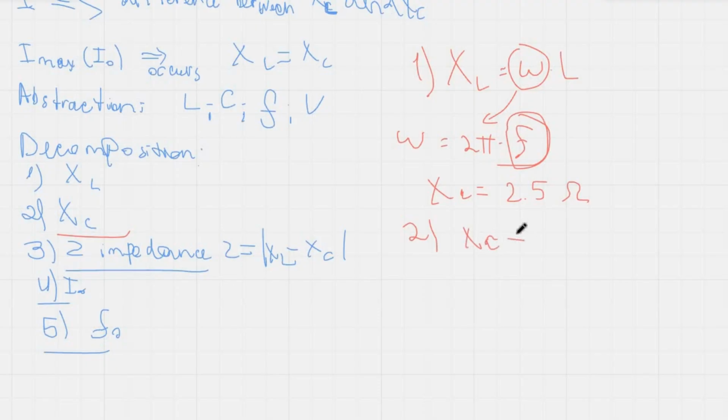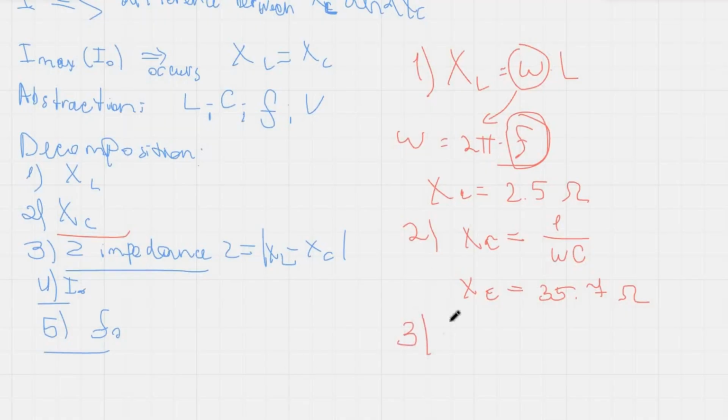Next, we should find this one. Do you remember the formula? Yes, it's 1 over angular velocity multiplied by capacitance. Also, I already calculated it, so it will be almost 35.7 ohms.